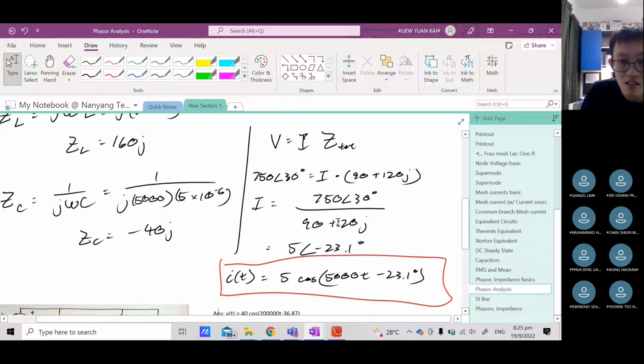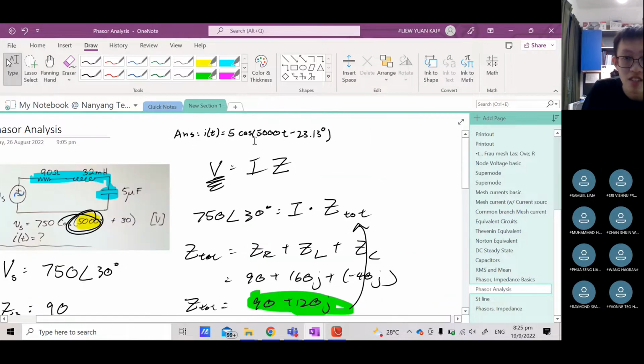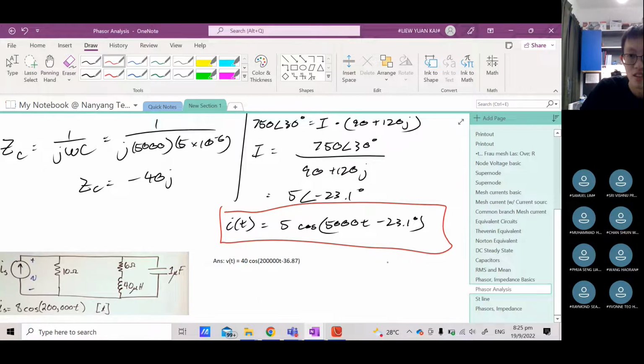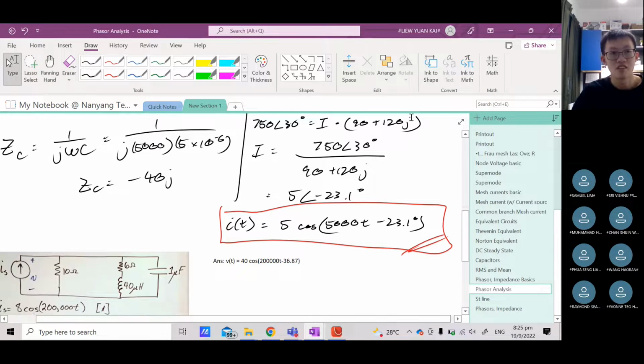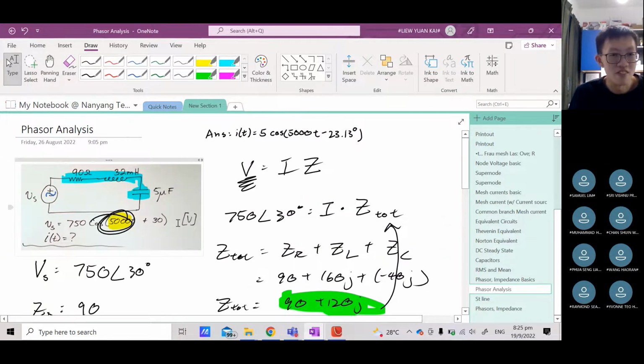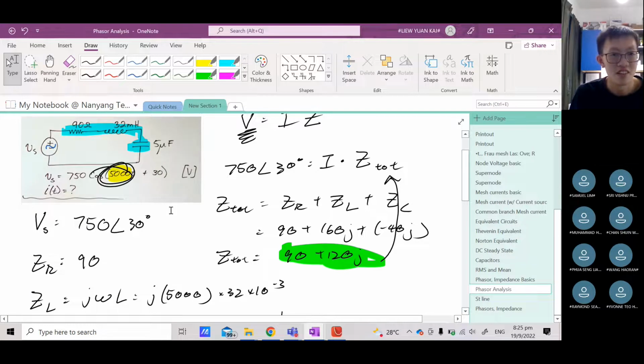Now let me check if the answer is correct. Yes, 5 cosine 5,000 t at an angle of negative 23.1. Okay, so that's the answer. Quite simple, correct? It's really just using what we've already known since years ago.